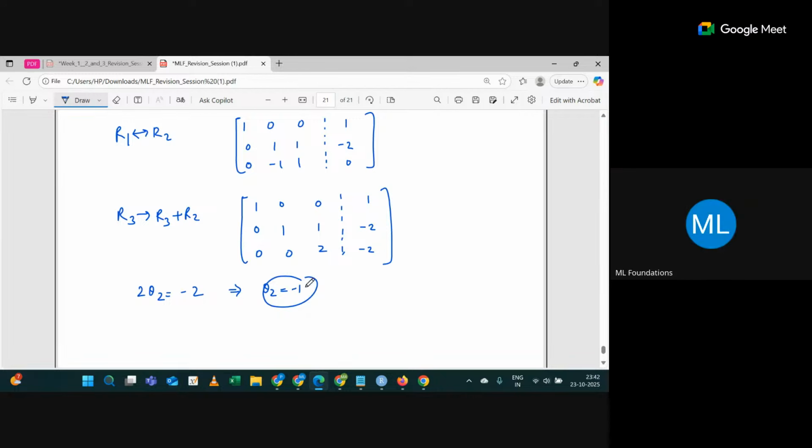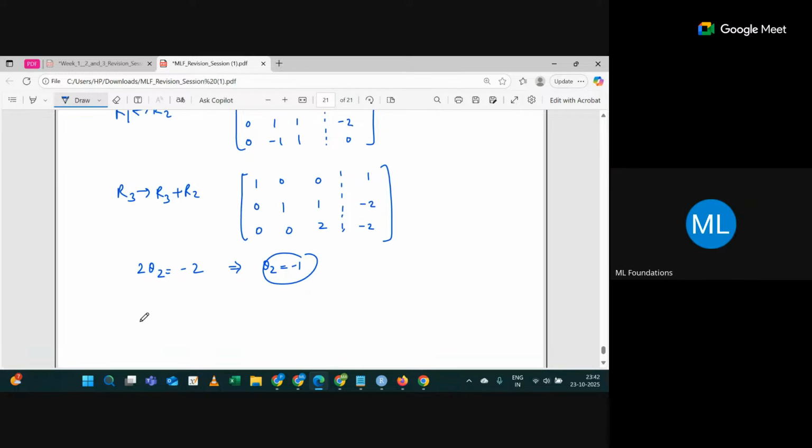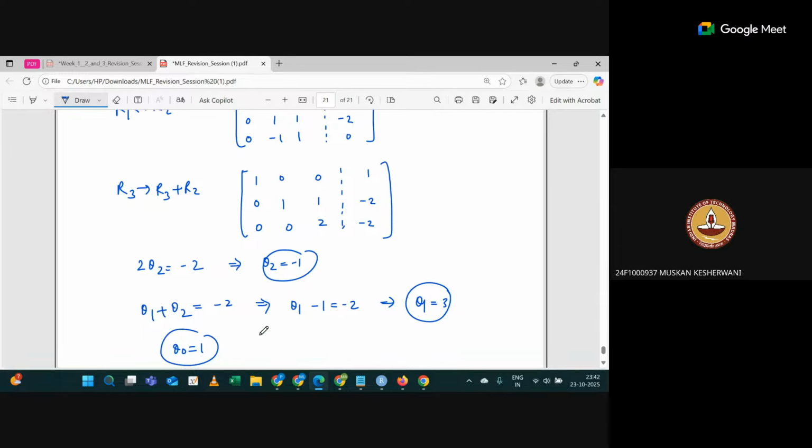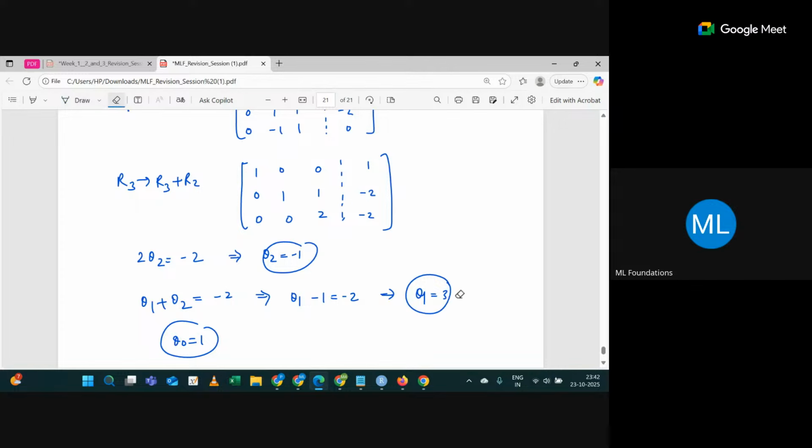And from the second we got theta 1 plus theta 2 equal to minus 2. So from here theta 1 minus 1 equal to minus 2. So from here theta 1 is 3. And obviously from first one theta naught is 1, correct? So theta 1 should be minus 1, sorry, not 3, minus 1.